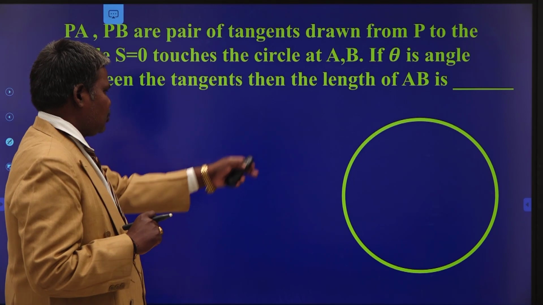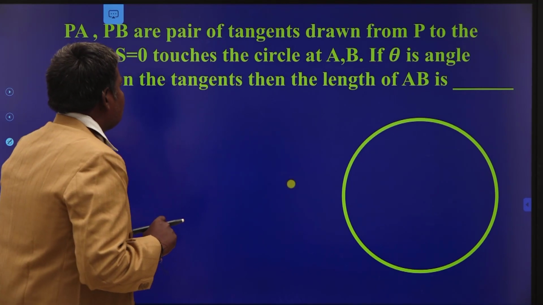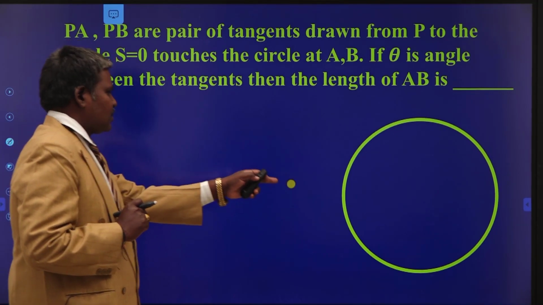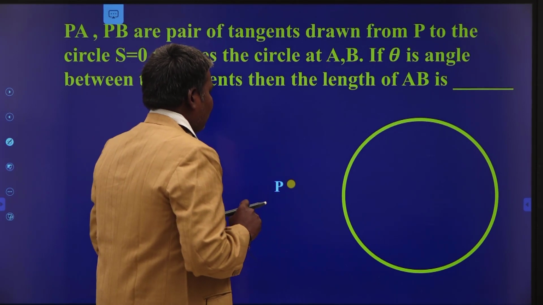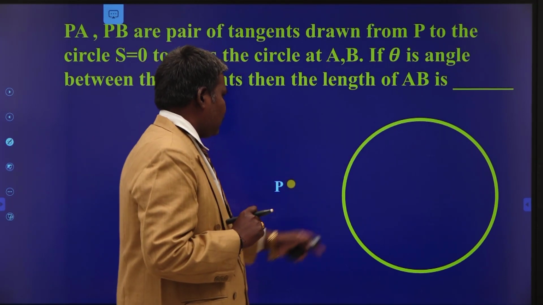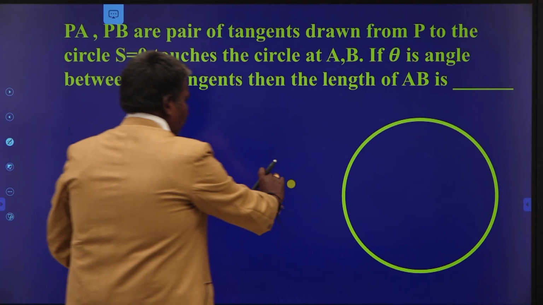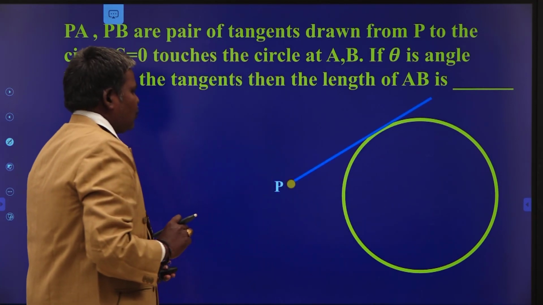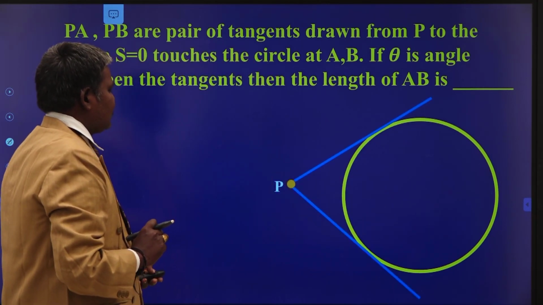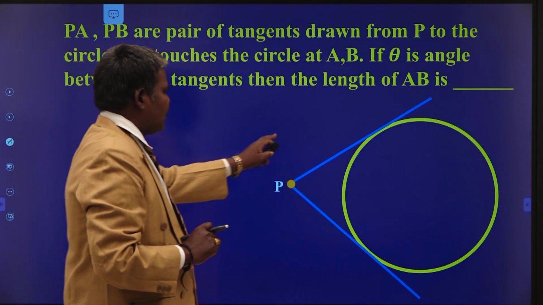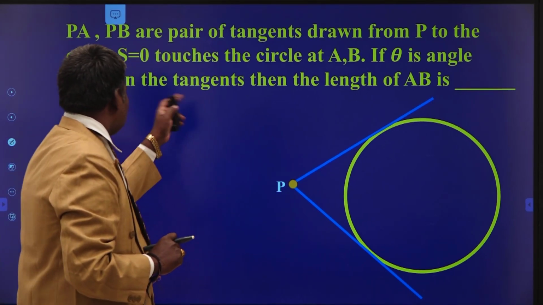This is your circle. This is a point external to the circle. PA and PB are a pair of tangents. This is my point P. I am going to draw two tangents from P to this circle. As shown in this figure, this is one tangent, this is the other tangent. These two tangents touch my circle at what? A and B.